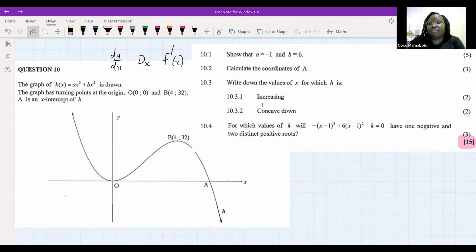Yes, you need to put the dash. Yes, sorry, I completely forgot. Yes, thank you, teacher Yolanda. We need to put the dash there, especially when we do the second derivative. Yes, true. Thank you.